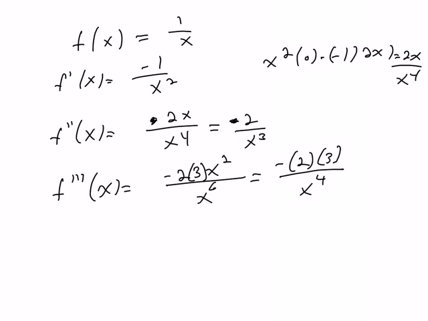And I think we can generally say that f^(n) of x is probably going to be negative 1 to the nth power. So let's see, for 1 we have a negative, for 2 we don't, for 3 we do. Okay, so that looks right. Times n factorial, that looks right, over, and then we're going to have x to the n plus 1 down here. So that looks right. Why not?